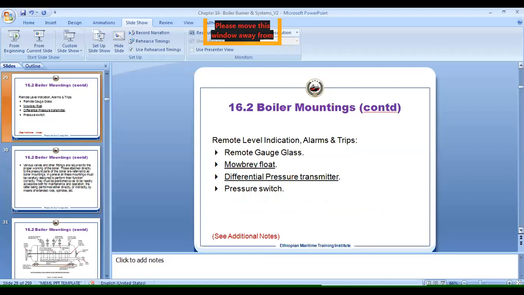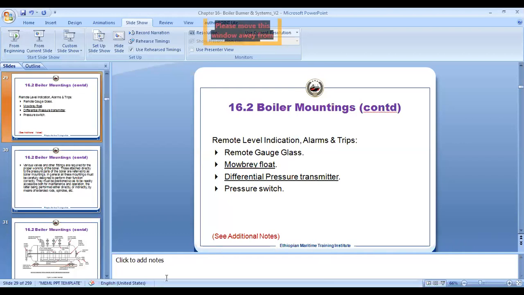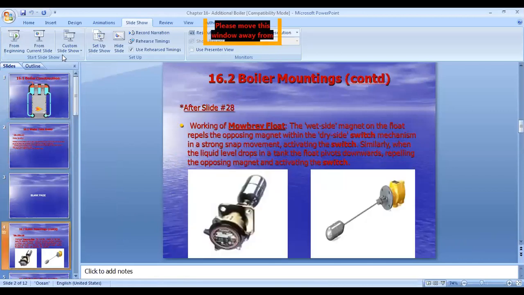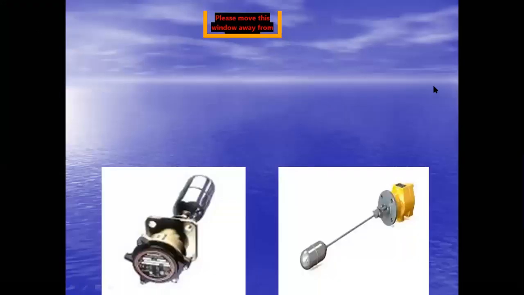The other boiler mountings which we have: you have the remote gauge glass, which is normally in the ECR. Then you have the Mowbray floats, and then you have the differential pressure transmitter. Okay, let's see the other one. This is your Mowbray float.